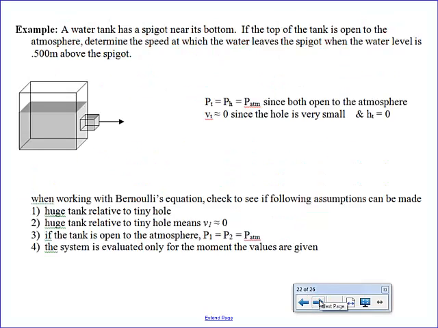Speaking of my next example, a water tank has a spigot near its bottom. If the top of the tank is open to the atmosphere, determine the speed at which the water leaves the spigot when the water level is 1/2 meter above the spigot.